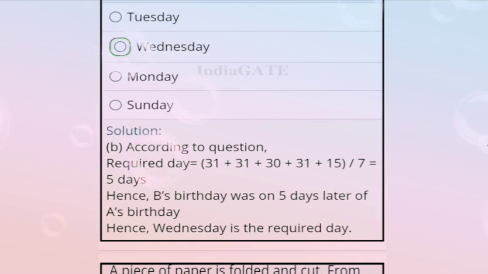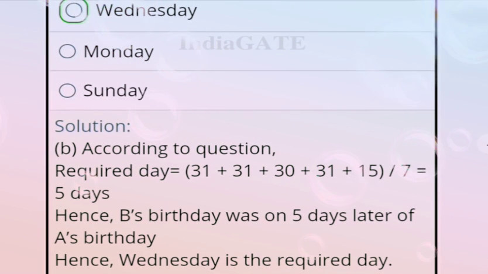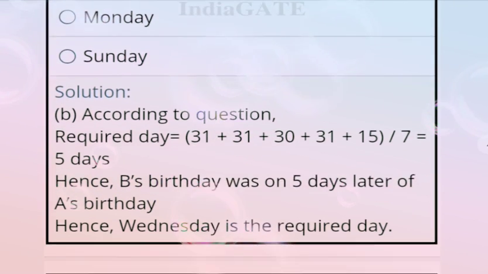According to the given question, required days is equal to 31 plus 30 plus 30 plus 15 divided by 7. Why? Because it is based on the week, so it is going to be 5 days. Hence B's birthday was 5 days later than A's birthday. Hence Wednesday is required. Now the next question is coming from paper cutting and folding.